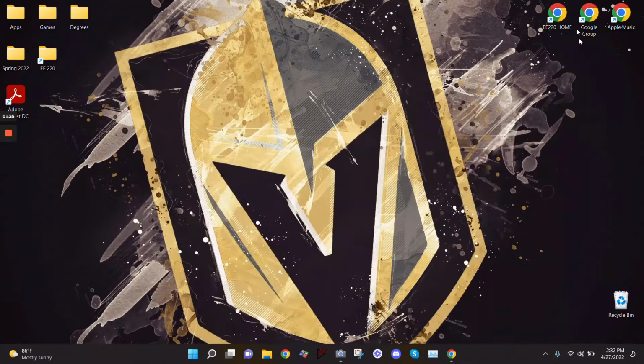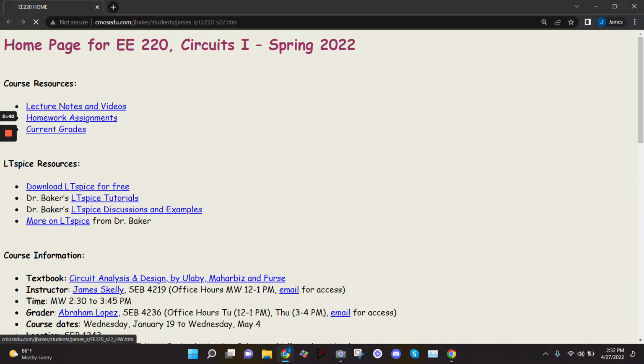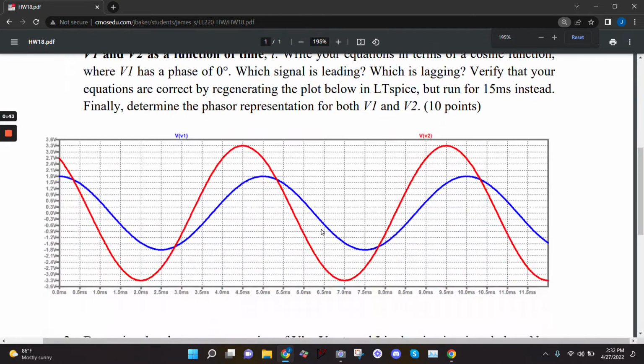So the signal that's leading is the one that occurs earlier in time. The peak of the red signal occurs earlier in time than the peak of the blue signal, which means that signal's leading. The blue signal's lagging. All right?